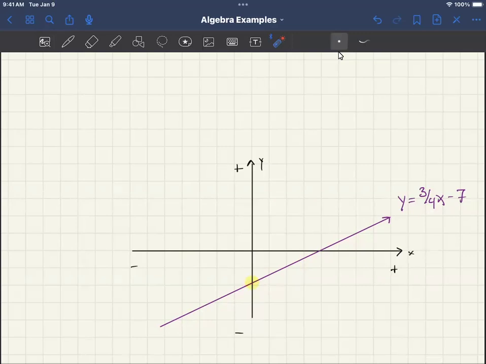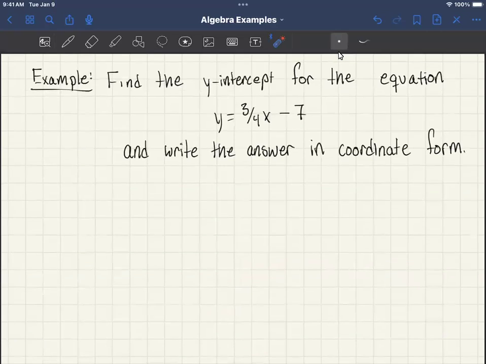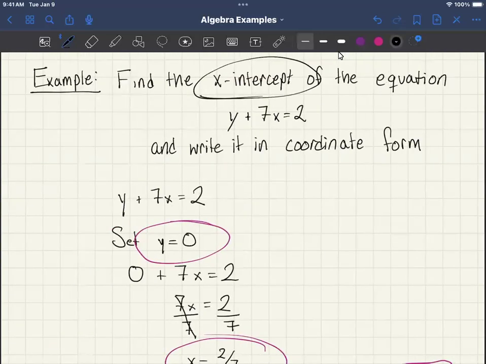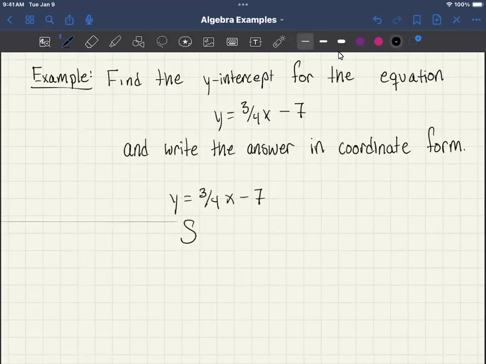We're going to start with our equation here. And what we're going to do is set this x value to 0, because we know x has to be 0. And we're going to figure out where that y is when we set x equal to 0. So let's go back up here. I'm going to start by writing our equation again. y is equal to 3/4 x minus 7. We are going to set x is equal to 0.